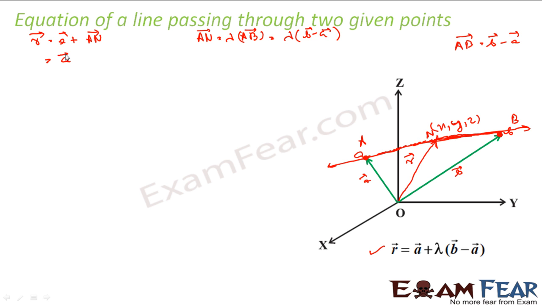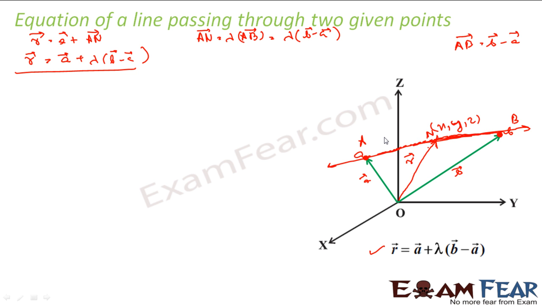So this becomes lambda times (B minus A), and that is my equation of the line passing through 2 points. I have 2 points A and B, and my equation of the line is R vector is A vector plus lambda times (B minus A) vector, because I'm talking about the AN vector. AN vector will be some lambda times AB vector because the magnitude is different. AB vector is this big, AN is a little smaller, so we multiply by some constant lambda and that becomes the AN vector for some value of lambda. I add these two vectors and get the R vector.